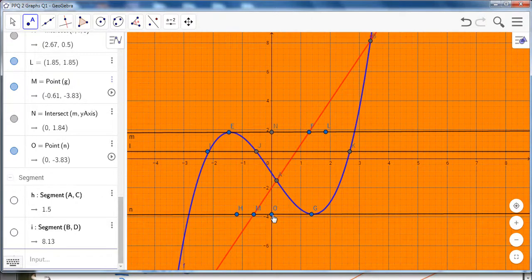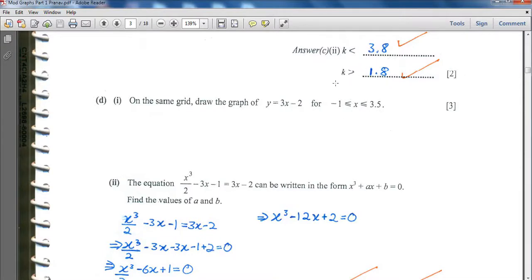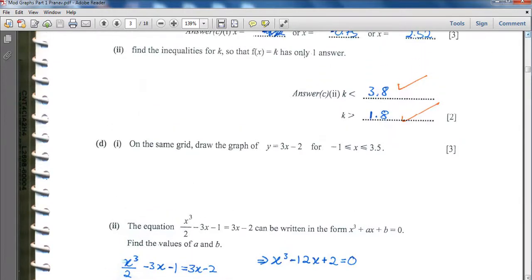So that's how we can say that the answer to this inequality, there's a slight error here, because this needs to be less than not 3.8 but minus 3.8, whereas all the values of k need to be greater than 1.8 in order to get one single solution or only one answer, right? So let's look at the next part.